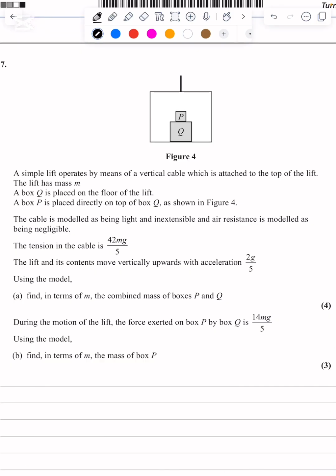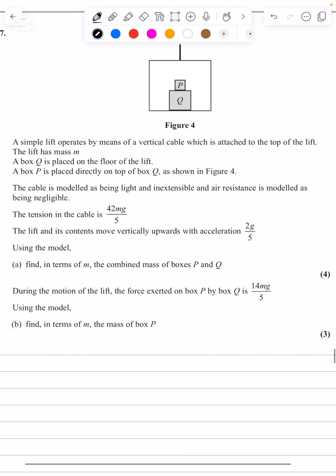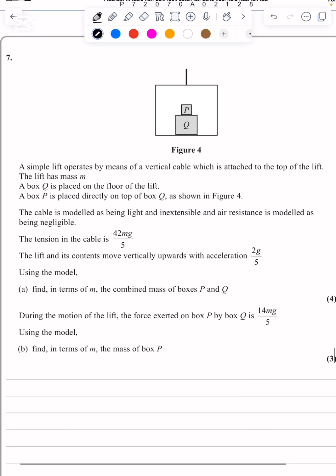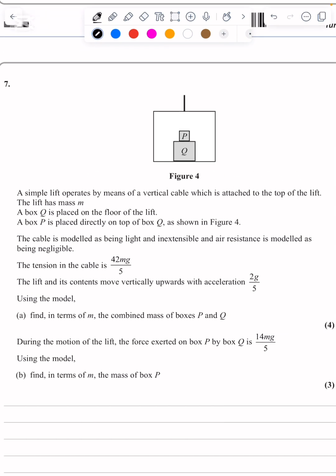Okay. Question 7. I think it should be harder because elevators are kind of complicated, to be honest. So tension 42. The lift and its content move vertically upwards with an acceleration. Using the model, find in terms of m the combined mass.